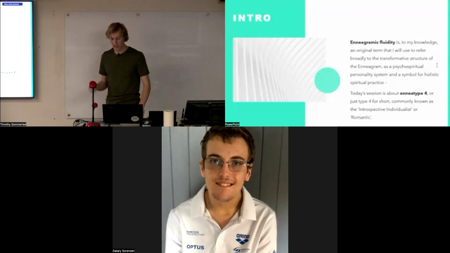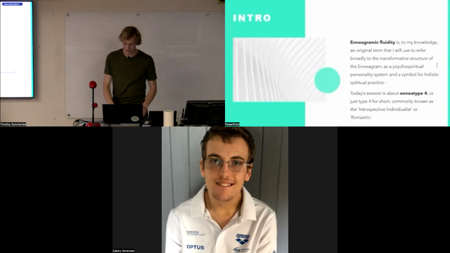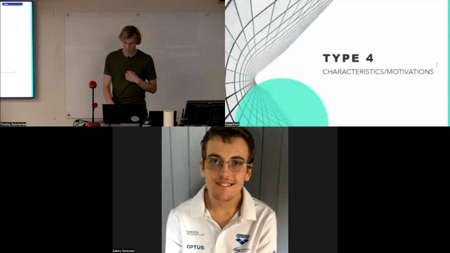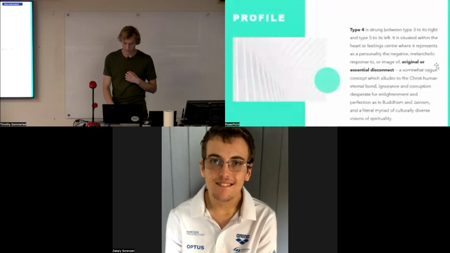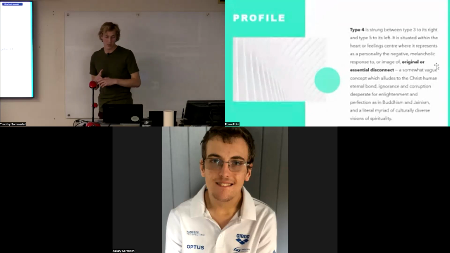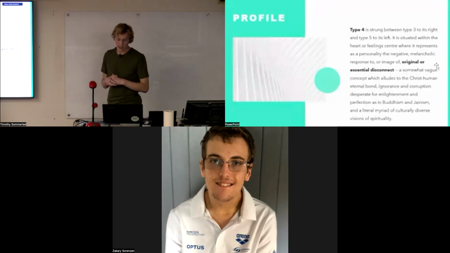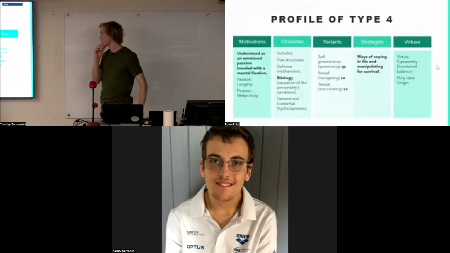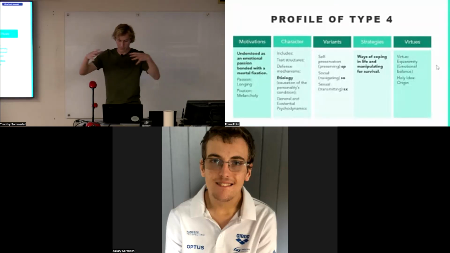And type 4, commonly known as the introspective individualist or romantic, among other common monikers that get thrown around. So we'll touch on some type 4, strung between type 3 to its right and type 5 to its left, situated within the heart or feelings center, where it represents as a personality a negative, melancholic personality in response to this separation from its more essential nature. So it's quite a, again, I'm sorry that you cannot read that, but I'll try to piece it out for you. It's quite a broad profile.